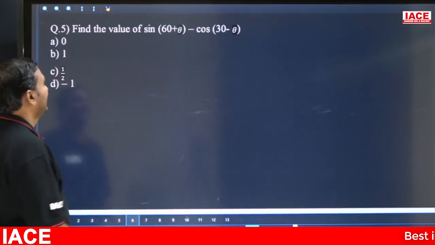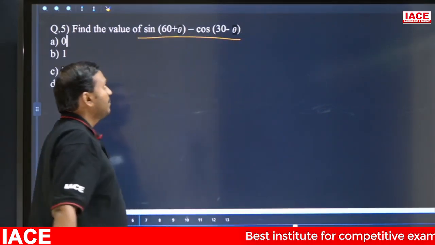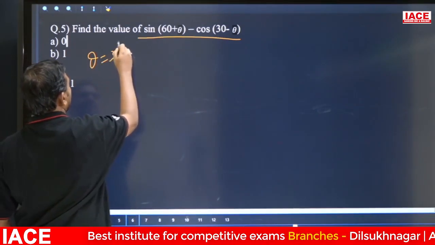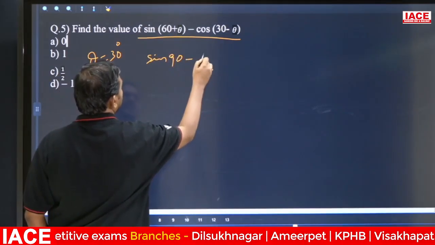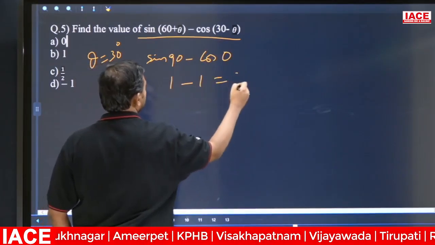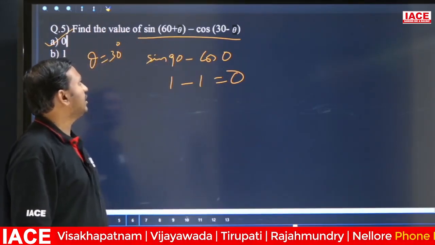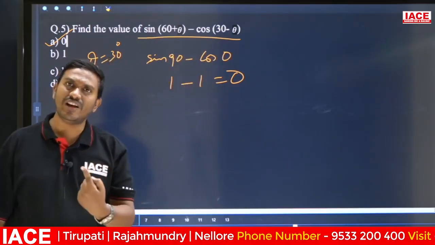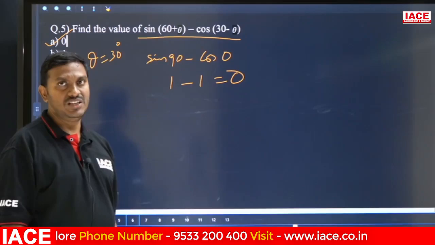Next one, question number 5. Sin of 60 plus theta minus cos of 60 minus theta. Put theta some value. I am taking theta as 30 degrees. Then what happens if theta is 30 degrees? This is sin 90, and this is cos 0. Sin 90 is 1, cos 0 is 1. So the answer is how much? 0. So option A is the right answer. Simple question. Sin 90 minus cos 0, 1 minus 1 is 0.